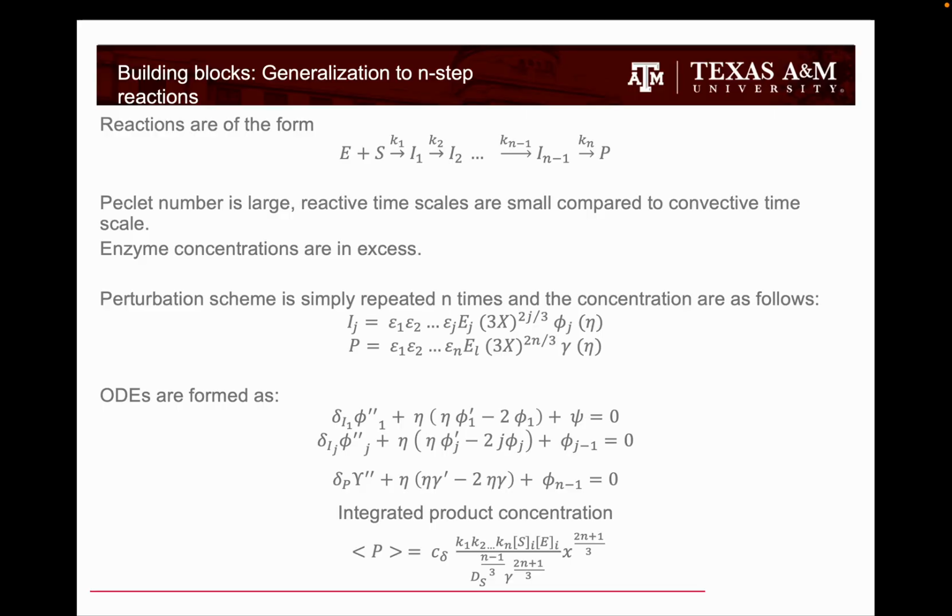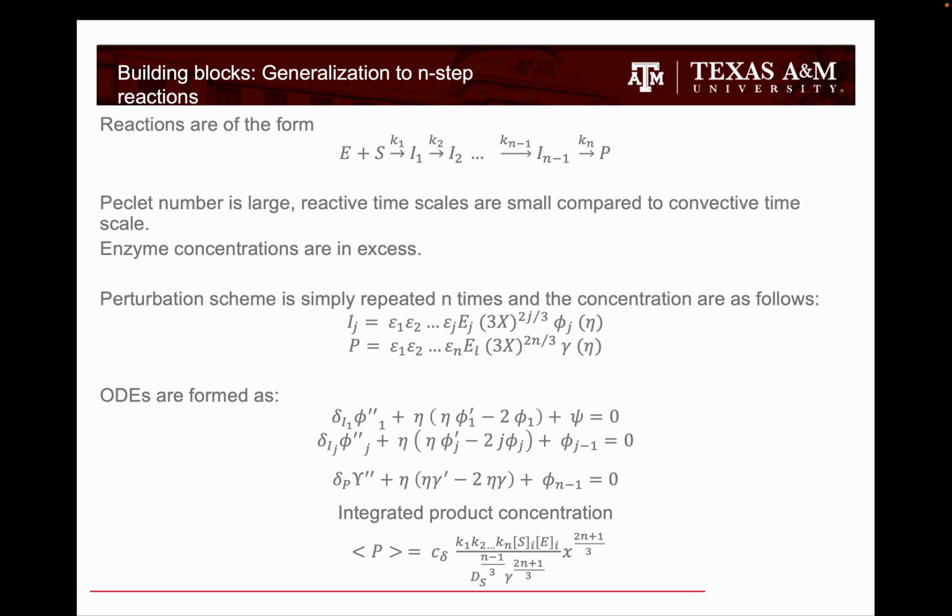So you have seen the reactions if there is just one step and just one intermediate. But now let's build some blocks and generalize it for n reactions. Now you see a reaction of this form here, where there are n steps and there are n minus 1 intermediates here. Now we will try to form equations for these reactions as well.